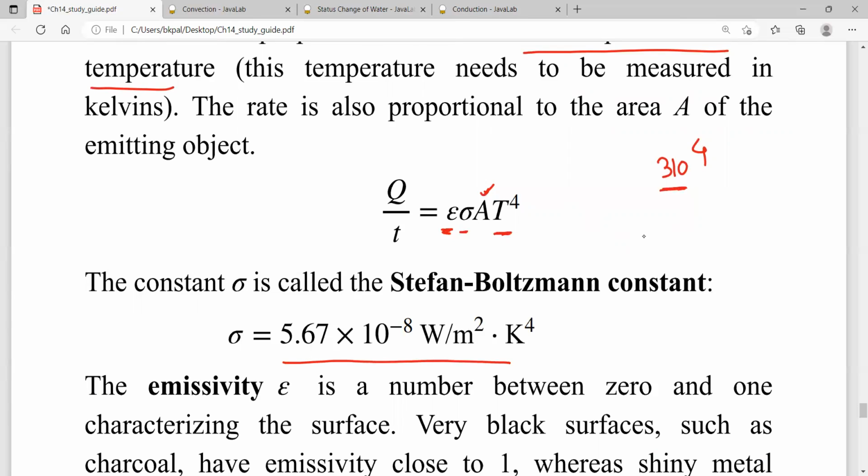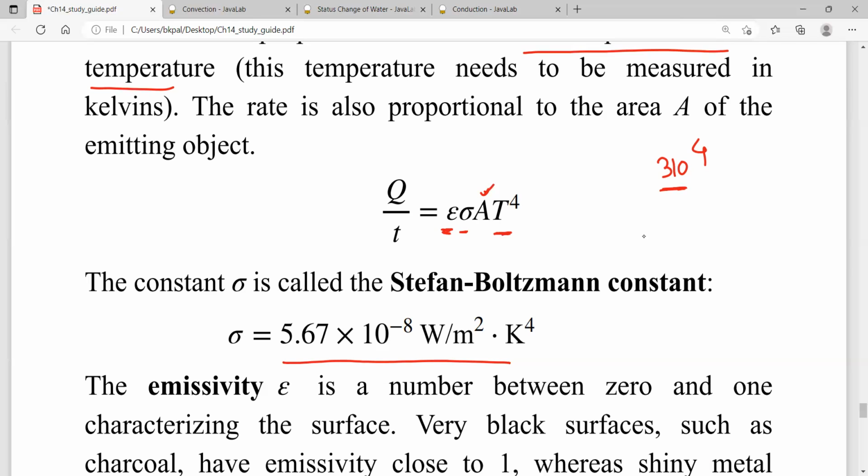Epsilon is another constant, which we call emissivity. It is different for different objects, and its value varies between 0 and 1. For a black or dark colored object, the emissivity is close to 1, and for a shiny or light colored object, the emissivity is close to 0.